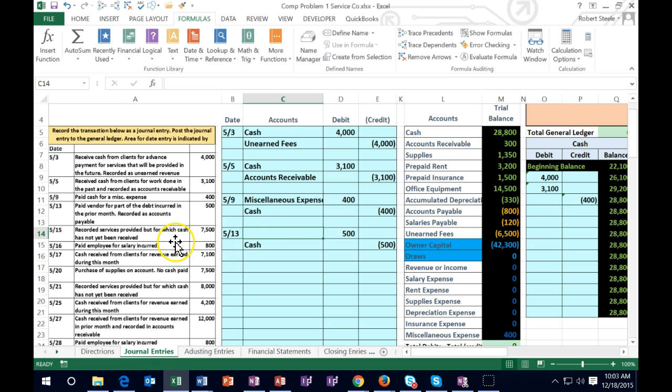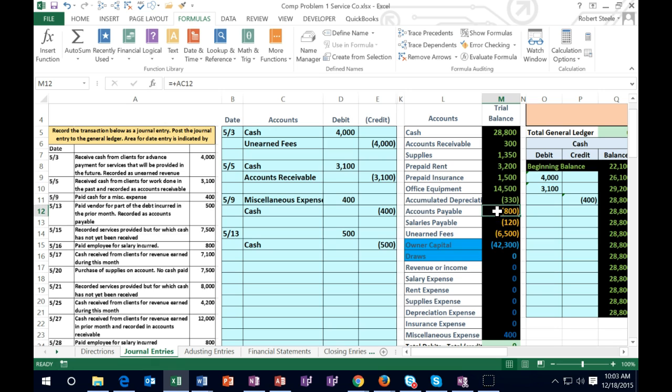We recorded services provided but for which cash had, we're up here, paid vendor for part of debt incurred. So we paid the vendor, but we didn't get anything today. We got something sometime in the past. So we have an IOU basically out there to our vendor. The account that represents an IOU is a liability. It's called accounts payable. So accounts payable represents the money that we owe to somebody else. In this case, $800. We're paying 500 of it.